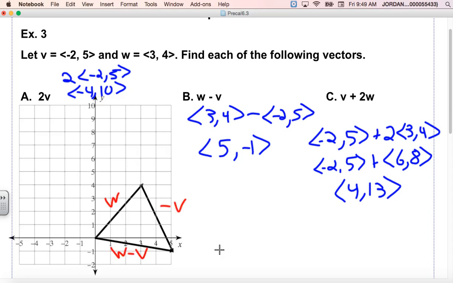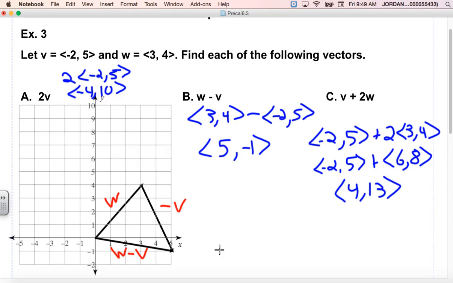So that's one thing that's kind of cool about adding and subtracting vectors: you can do it with a graph or you can do it algebraically. So once I connect those, I'll see, oh, well, that's going right 5 and down 1. So 5, -1 would be the vector for that.